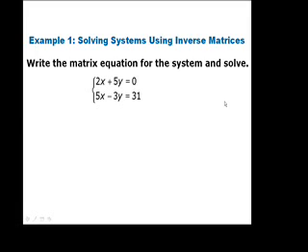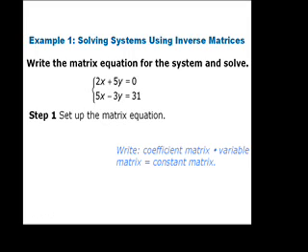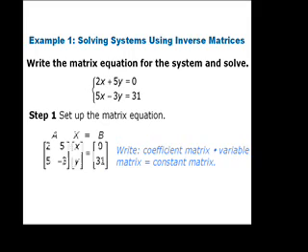So the very first step that we need to do is set up the matrix equation, which is AX equals B, where A is the coefficient matrix, X is the variable matrix, and B is the constant matrix. So A, being the coefficient matrix, will be 2, 5 from the coefficients for the x, and 5, negative 3 from the coefficients for the y. Our variable matrix, we're using the variables x and y for this system, so that's x and y, equals B, our constant terms, so we have 0 and 31.